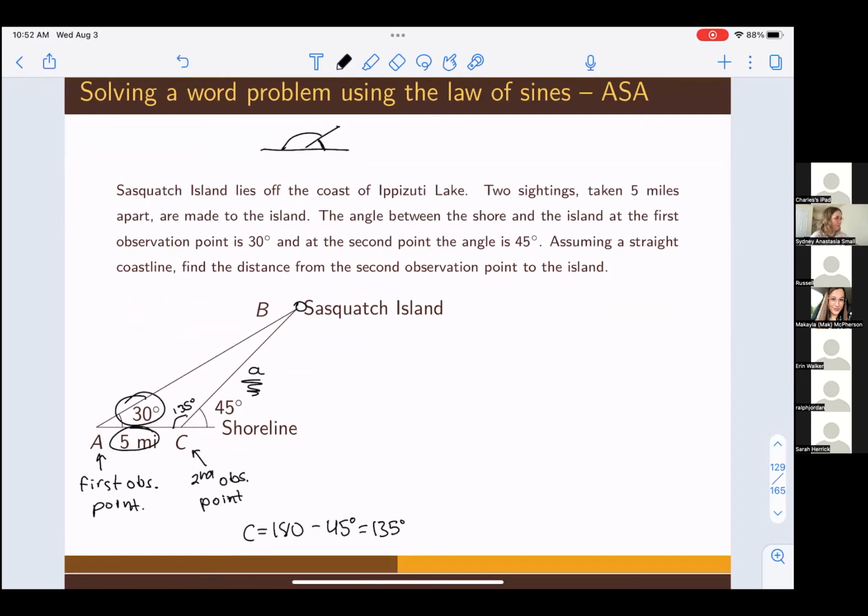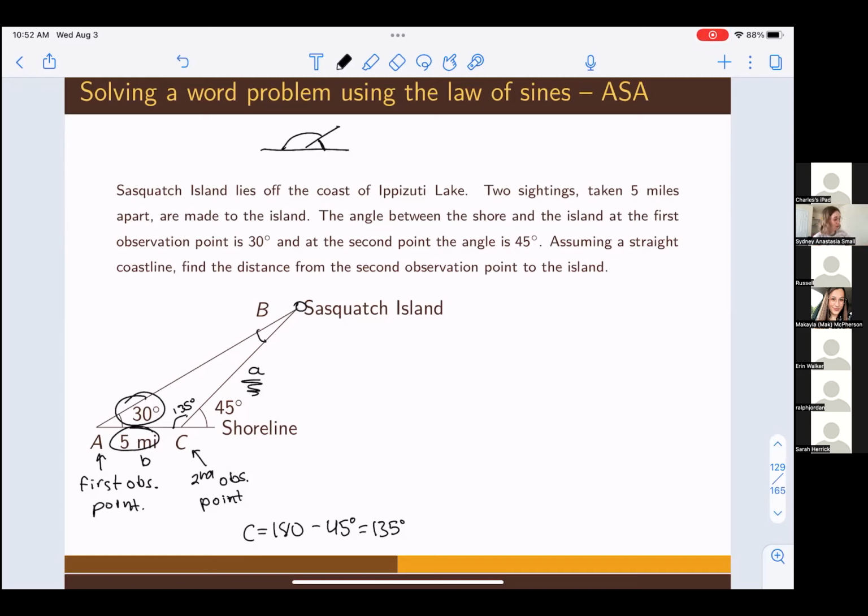Well, do I have an opposite angle side pair yet? I know down here this is side B, but I don't know angle B up here. I know angle C down here, but I don't know side C. And I know angle A, but I don't know side A. Side A is what I'm trying to find. So I can't even use the law of sines yet. So before I can even use the law of sines, I have to find some other information.